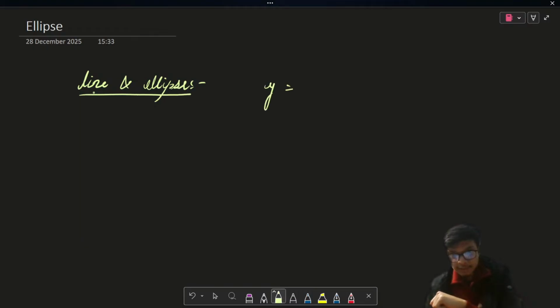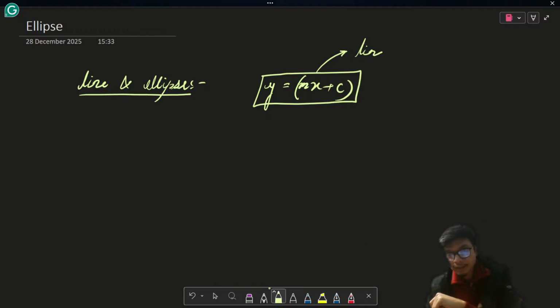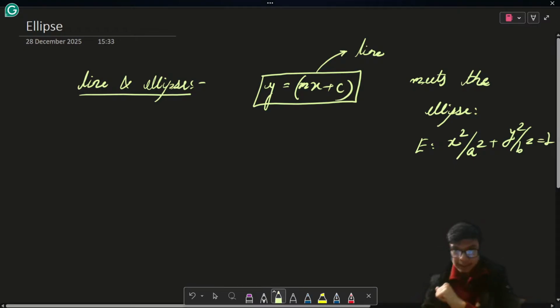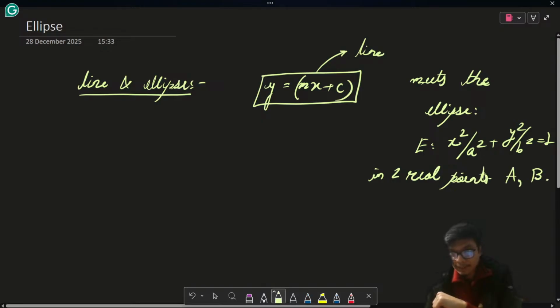and ellipse, let us consider that a line of equation of the form y = mx + c is intersecting, mx + c is basically the equation of the line. So, this is the equation of the line. Now, it meets the ellipse whose standard equation is given as x square upon a square plus y square upon b square is equal to 1. And if I say that this particular line meets the ellipse in two real points, that means it intersects the ellipse at 2 points. Let us consider the points as capital A and capital B.